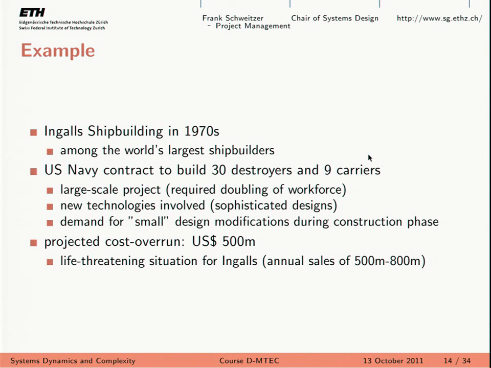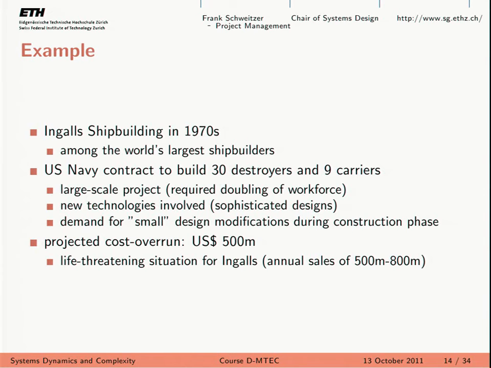In fact, I think 2 of the 4 projects that this company was working on were these, and all of the projects were from the US Navy. Right? So this was a big thing for them. And the scope of this project was so huge that they had to double their workforce. At the end, they had 20,000 people working on building 30 destroyers and 9 carriers. I mean, 20,000 people. It's a huge amount of workers.